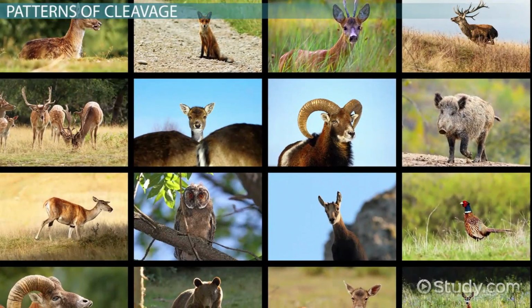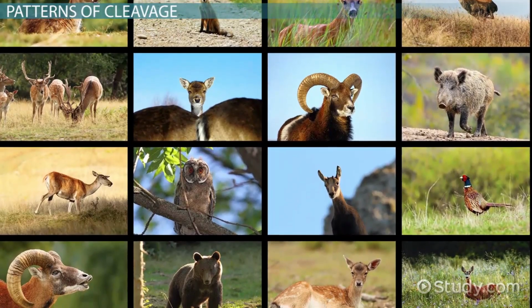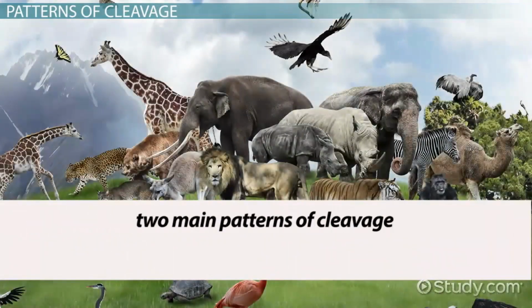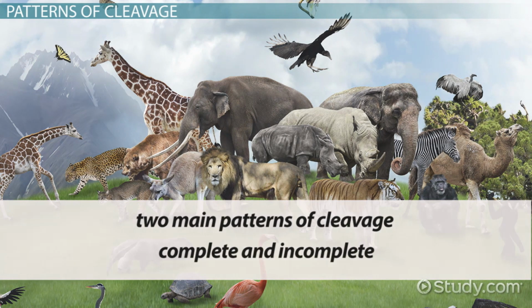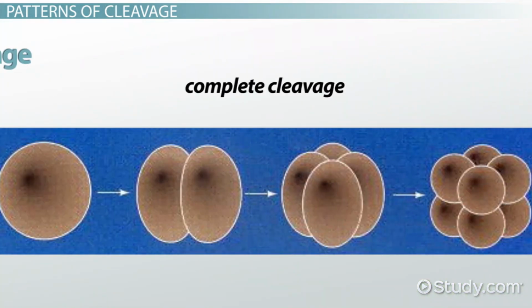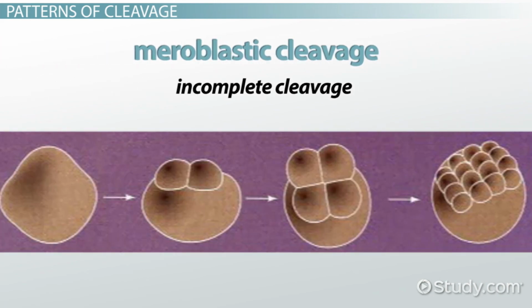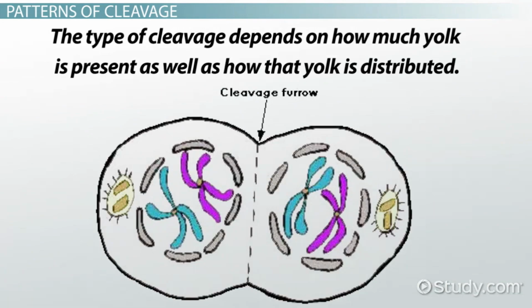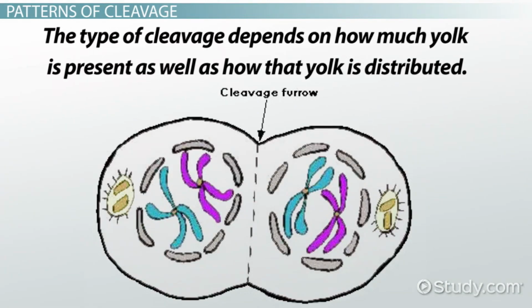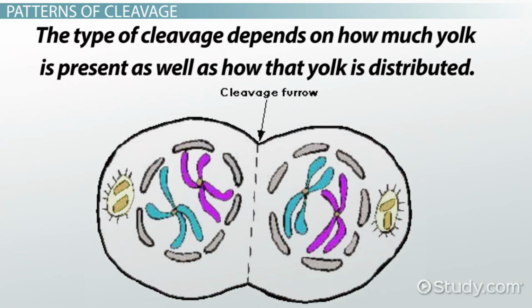Just like animals come in all shapes and sizes, so does the cleavage that creates them. There are two main patterns of cleavage to be familiar with: complete and incomplete. Complete cleavage is also called holoblastic cleavage, and incomplete cleavage is called meroblastic cleavage. The type of cleavage depends on how much yolk is present as well as how that yolk is distributed.